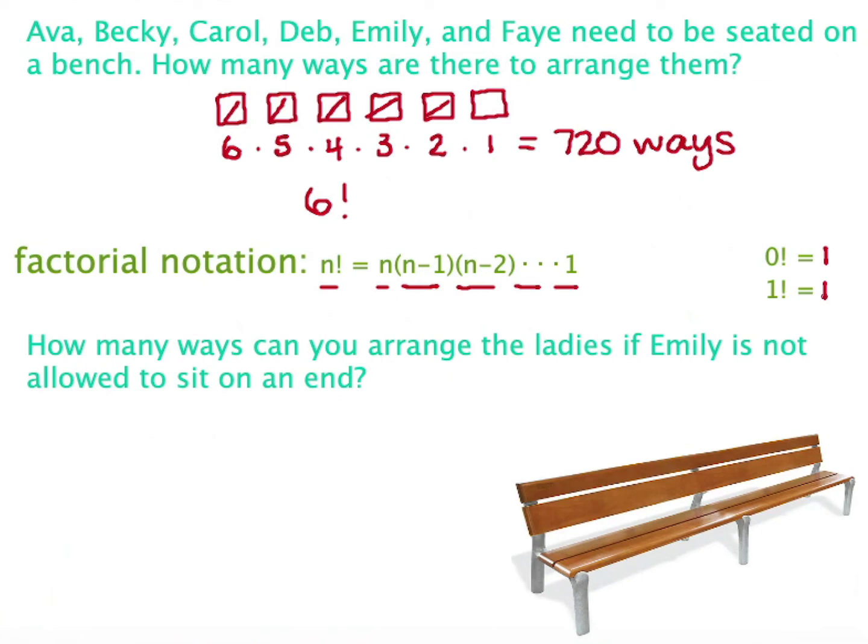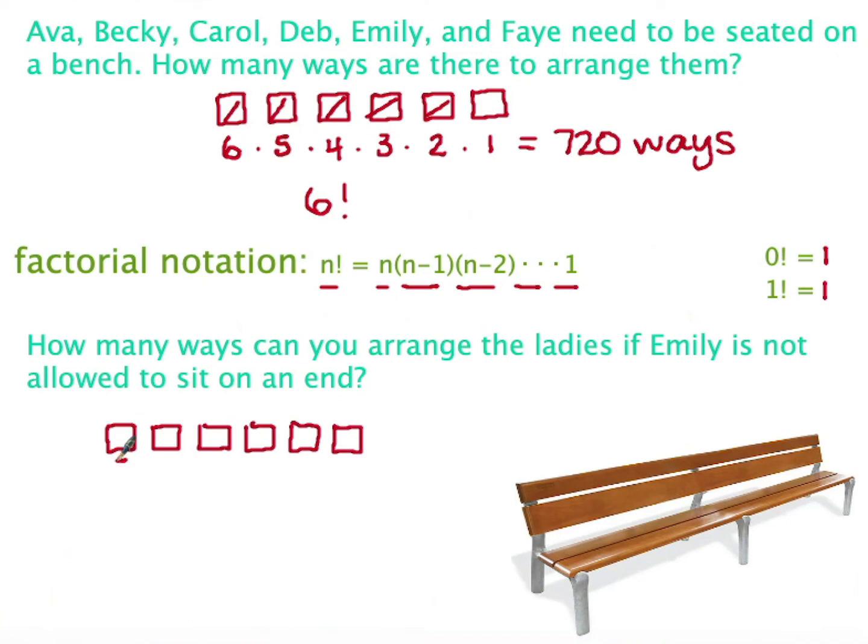Here's a special case. How many ways can you arrange the ladies if Emily is not allowed to sit on an end? Maybe she's a troublemaker. Then we can't just use a simple factorial. So I like to go back to my box method. Since those end spots are special, why don't we fill those first?